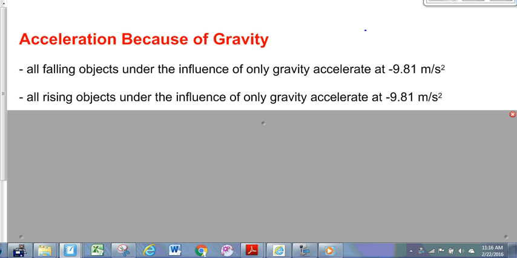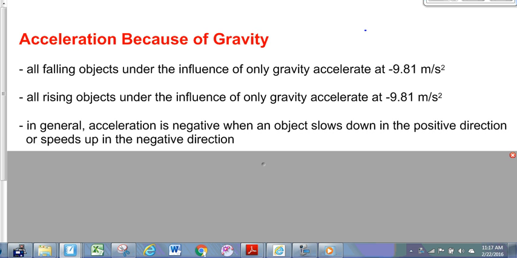Now, what about objects that are rising up into the air? What if I take my piece of paper or my keys and throw it up? Well, when the paper comes back down, it's accelerating downward at negative 9.81 meters per second squared. But when it's moving upwards, the rate of acceleration is still negative 9.81. How come? Well, when it's falling, it speeds up in the negative direction. When it's rising, it slows down in the positive direction. So either way, speeding up in the negative direction or slowing down in the positive direction gives you a negative acceleration. If you are slowing down in the negative direction or speeding up in the positive, upward direction, then the acceleration would be positive.